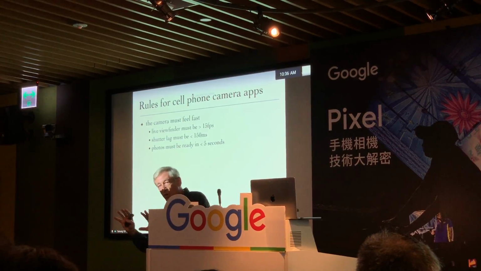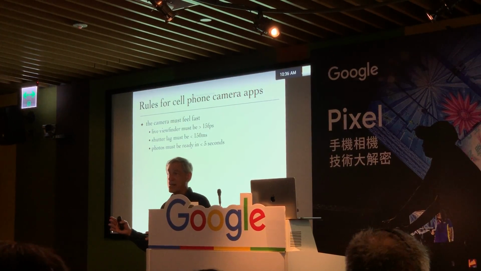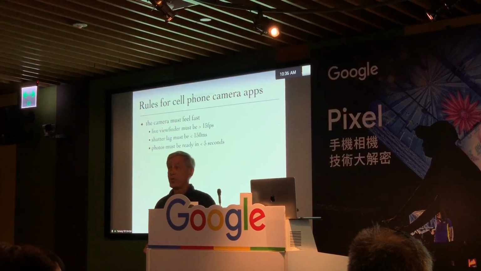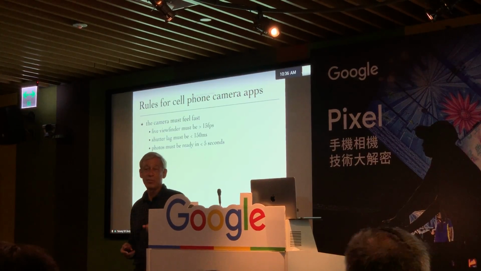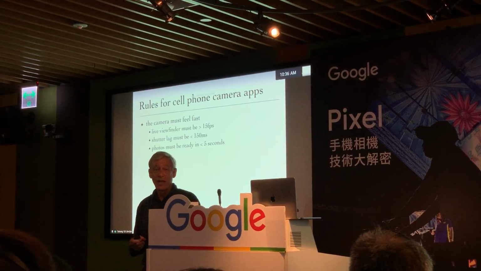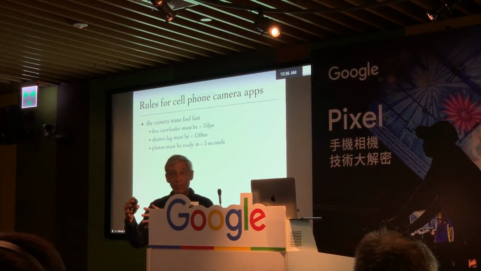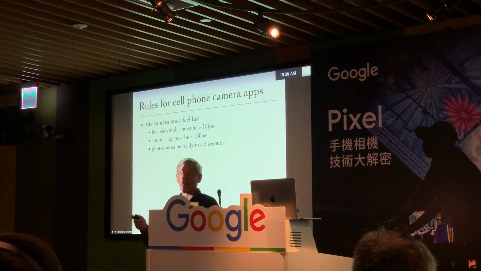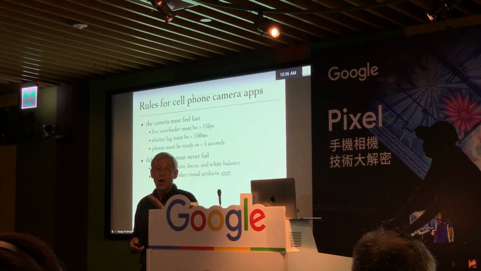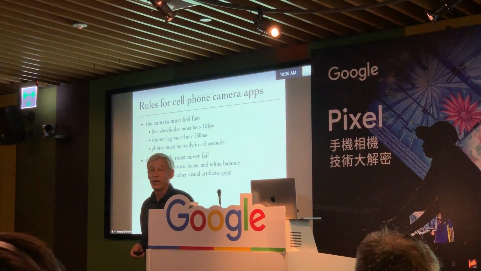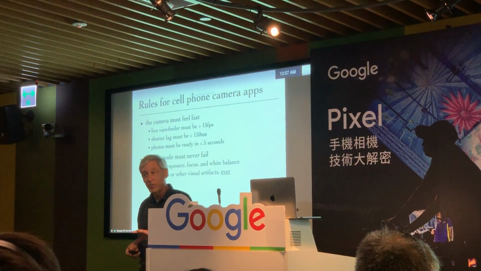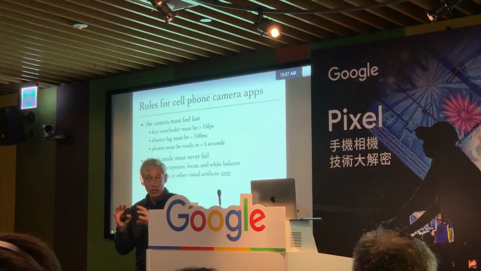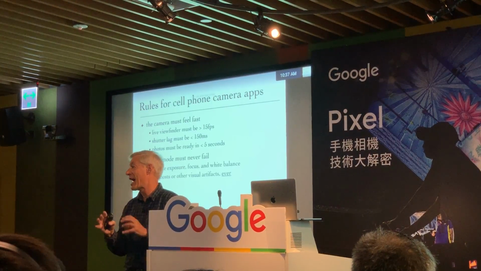So, just a few more ground rules before I begin talking about the technologies. Ground rules about camera apps. They have to be fast. So the viewfinder has to be 15 frames per second or faster. The shutter lag, the time from when you press the shutter until you get a picture, should be less than 150 milliseconds. And the photo should be ready in something like 5 seconds. Also, the default mode must never fail. One of the things that we are particularly proud of on the Pixel smartphones is the reliability of the camera. You take a shot, it almost always comes out well.